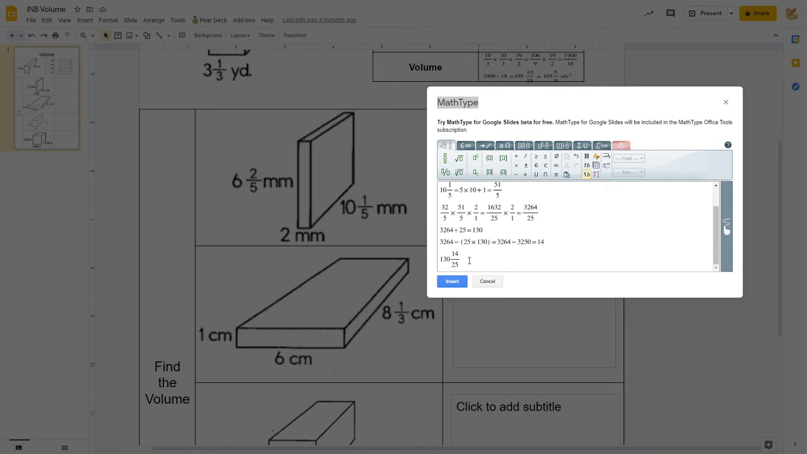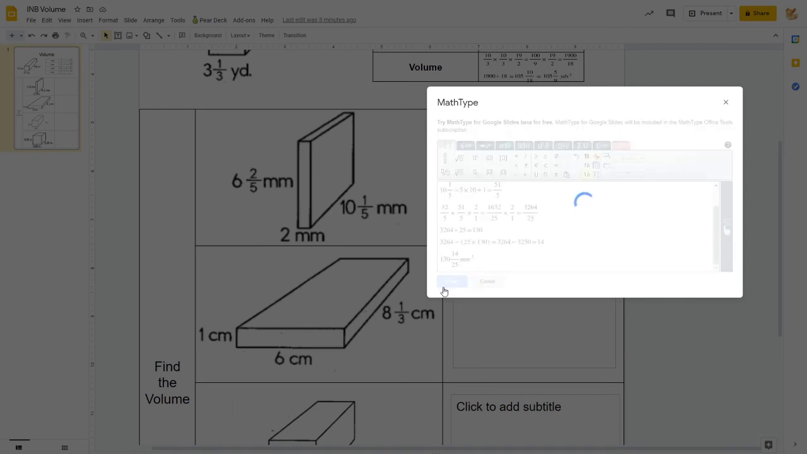And again, I need my label. Millimeter shift 6 gets me that small box, and I need a 3 because I multiplied 3 numbers. Let's insert all that. That's a lot of work to insert, so it might take a little time for it to do it.